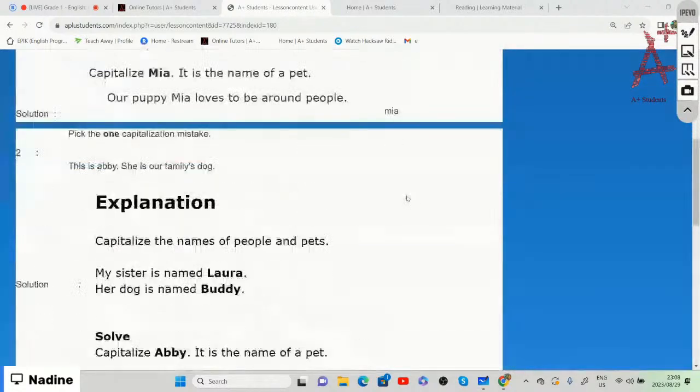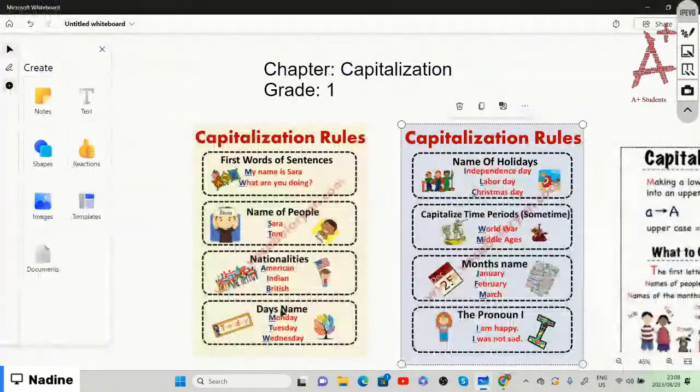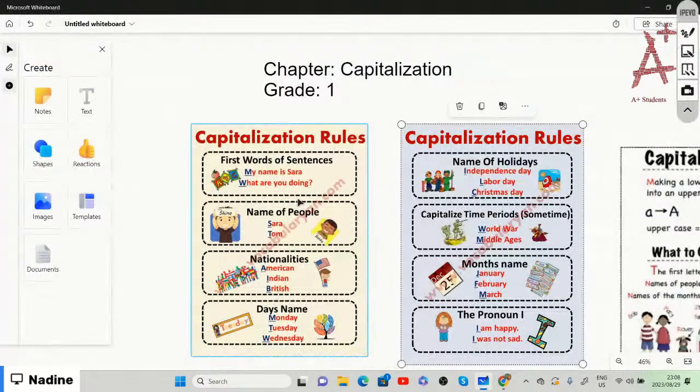All right, so before I continue with this, let us quickly go to capitalization rules. There are but a few rules when it comes to capitalization. It says the first words of sentences. That is also what we need to do. Which means that if you write a sentence, if you start any sentence, then you need to start that word with a capital letter. For example, my name is Sarah.